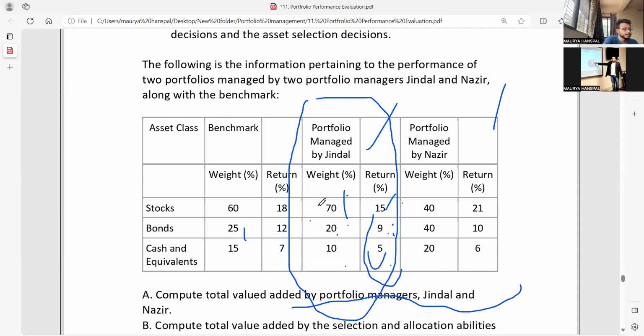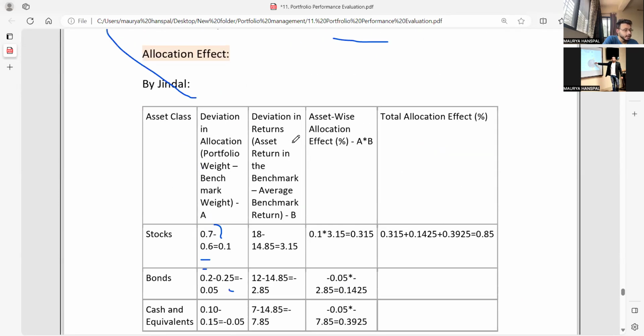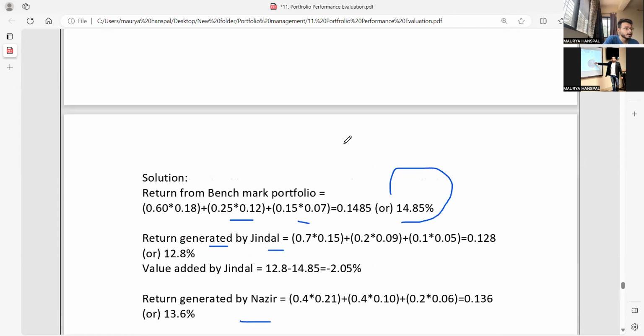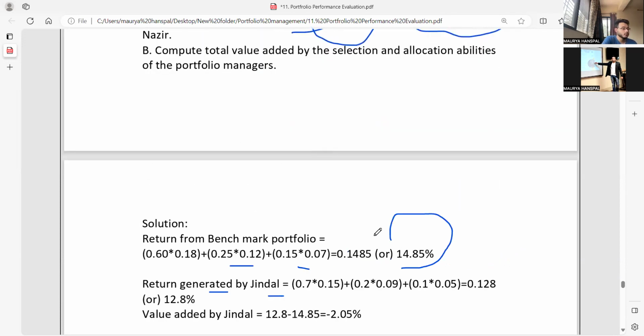The return 18. You have this 12 and you have this 7. So the return in the benchmark minus the average return of the benchmark. The return of the benchmark is given, right? Like your 18% for stocks, 12% for bonds, and 7% for cash and cash equivalents. Subtract this 14.85. That's your total return from the benchmark.